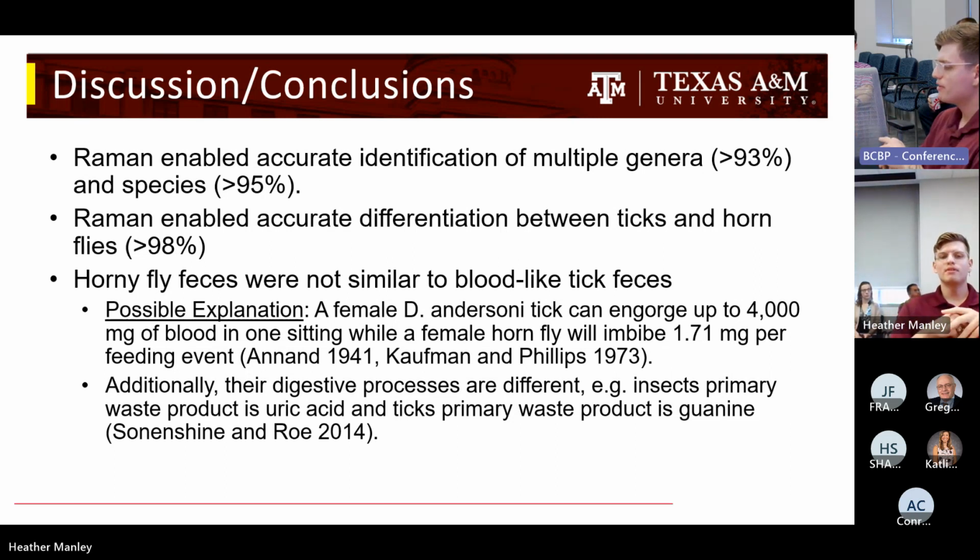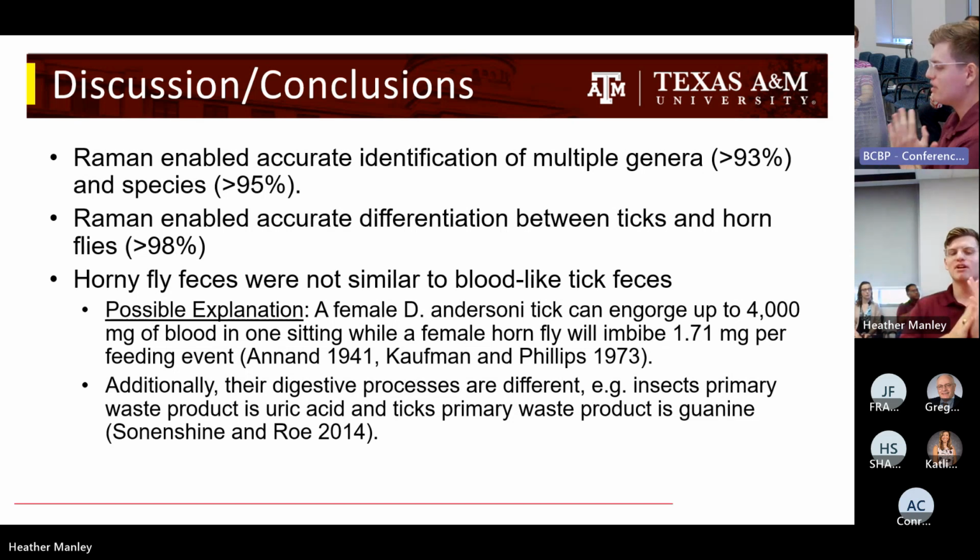We found that a female D. andersoni tick, which is the one that has the blood-like tick species, can engorge up to 4,000 milligrams of blood in one sitting. But a female hornfly will imbibe, because they have spongy mouth parts, 1.7 milligrams per feeding event. That's a big difference, so we're thinking that we're seeing more of those peaks for the blood-like bands because there's more blood being wasted. Pooped out, yeah, science.